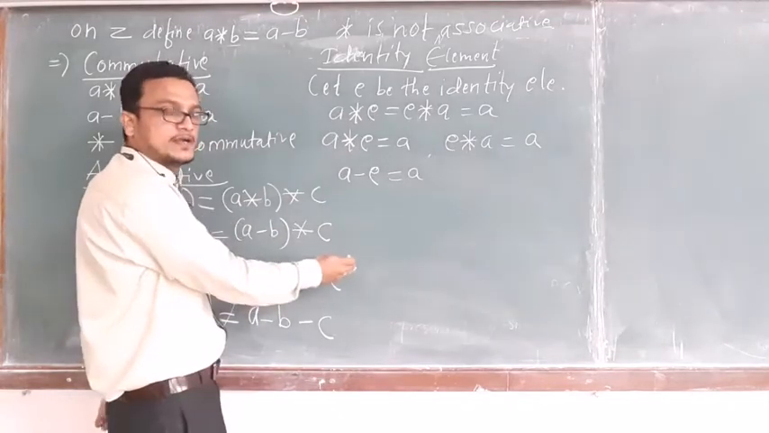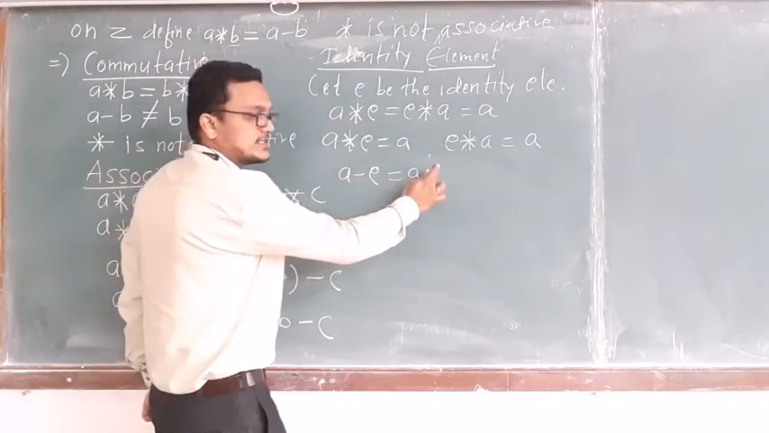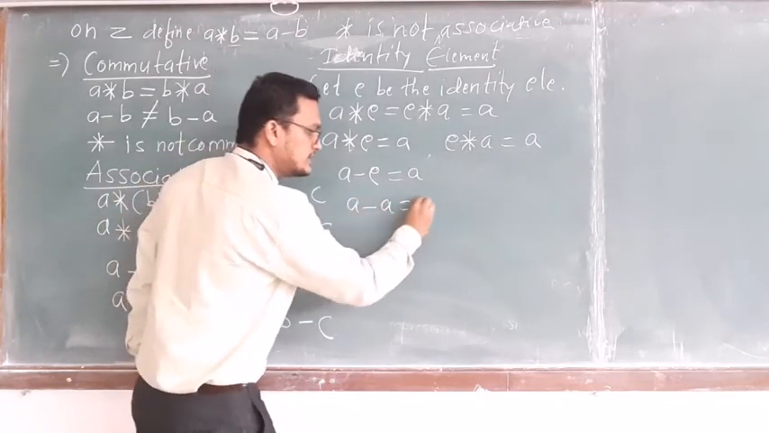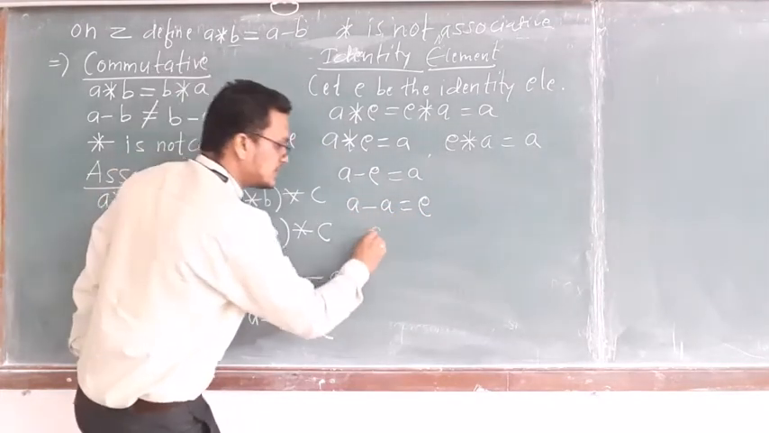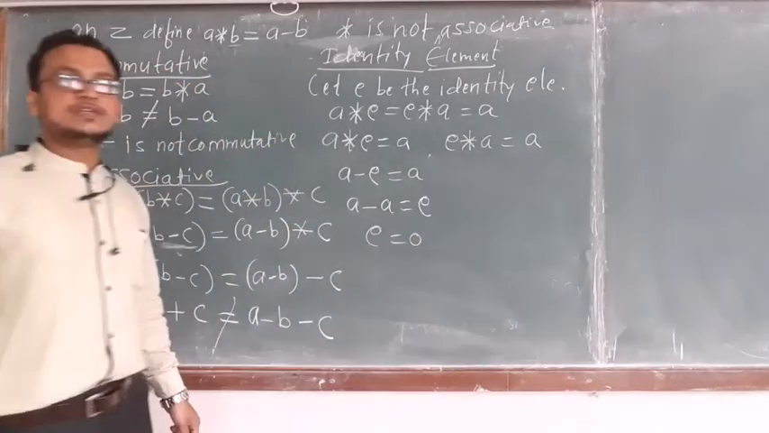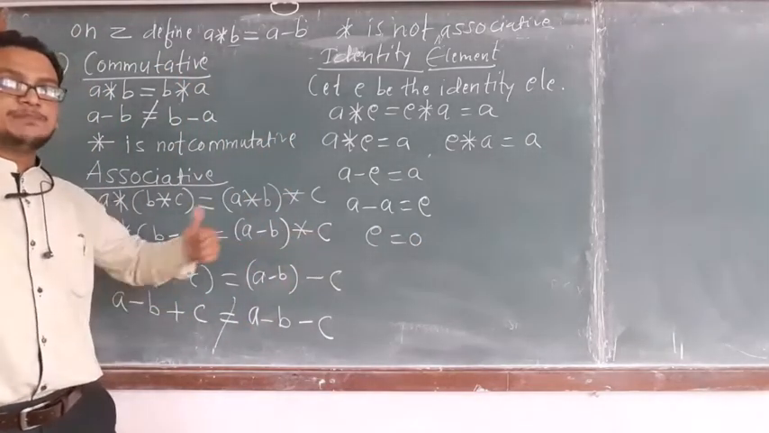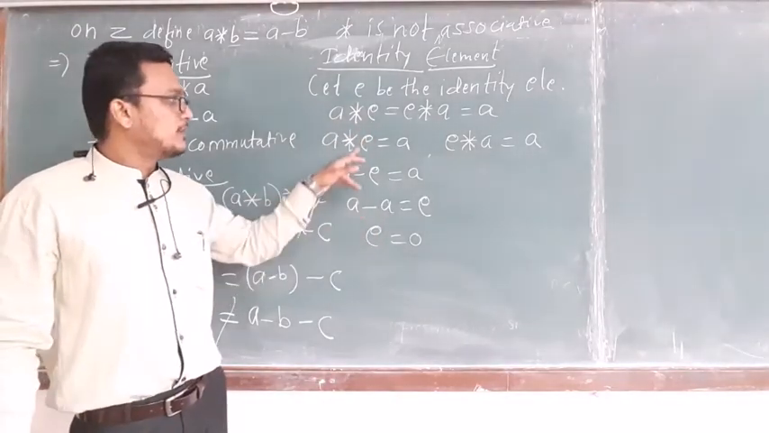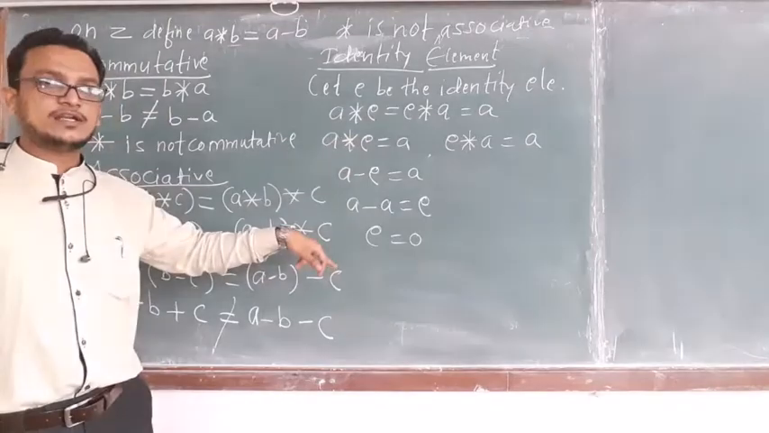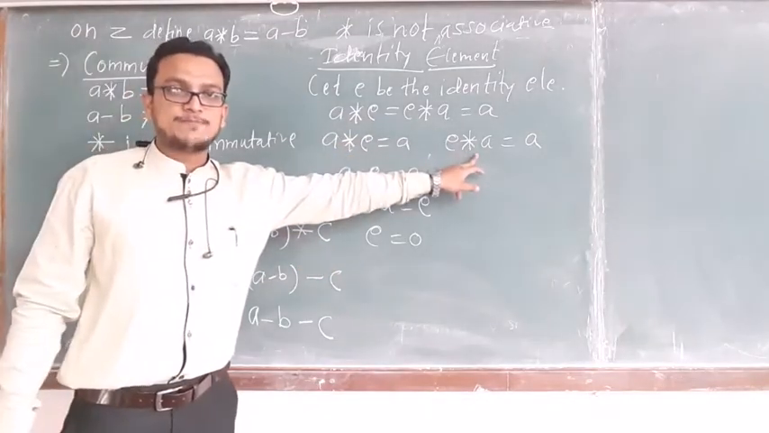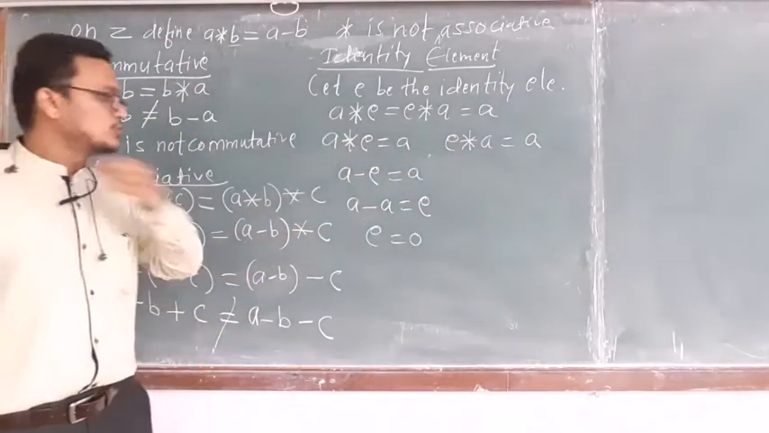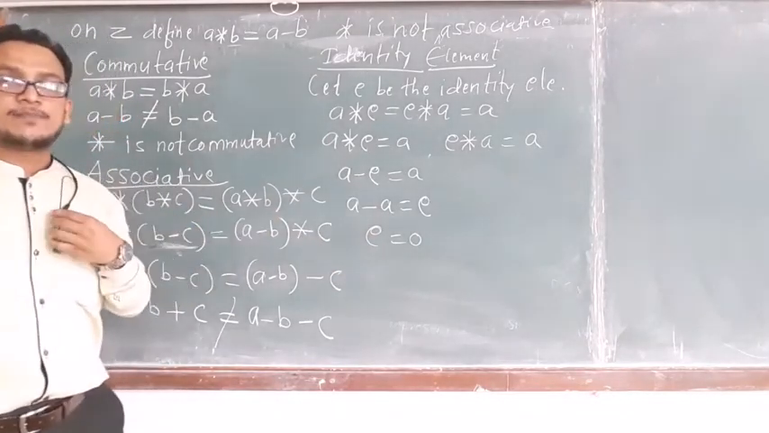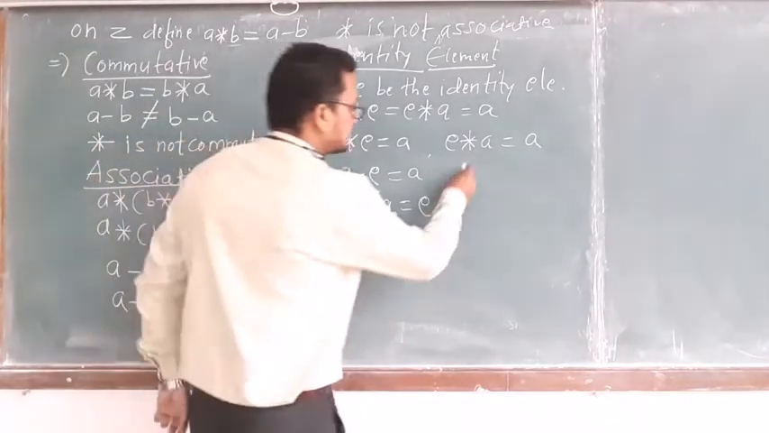First simplify this part. Now see here, minus E transferred to the other side, A you transfer to this side, so it becomes A minus A is equal to E. Then E is equal to what? 0. Keep in mind, we have checked one part, but when you are checking whether the identity exists, you have to simplify both the parts, and you should get the same answer. Okay, so let us have the next one.